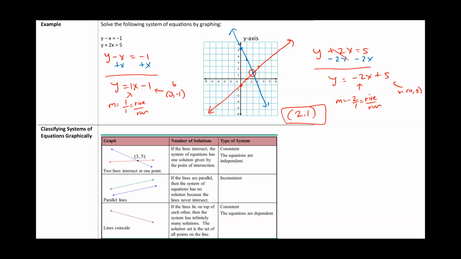Now, there are three types of systems of equations. Number one, when we have one solution, they intersect at one point. If the lines are parallel and they never intersect, they're inconsistent, which means, remember, our solution is where they intersect, so there is no solution. And if the lines coincide, which means they overlap, they intersect everywhere, so in this case, there are infinite solutions.